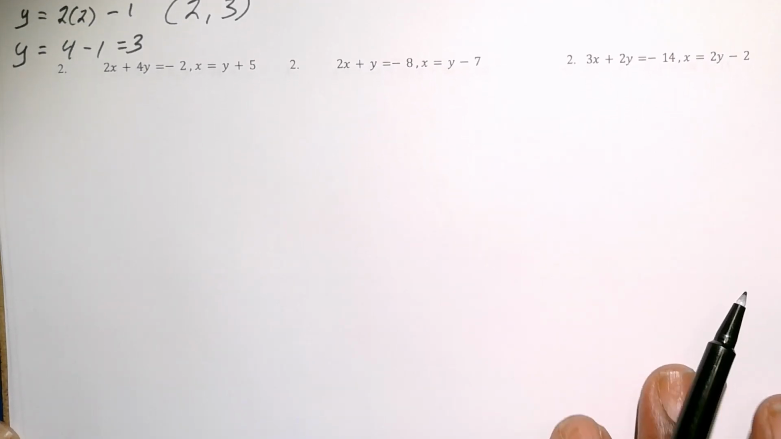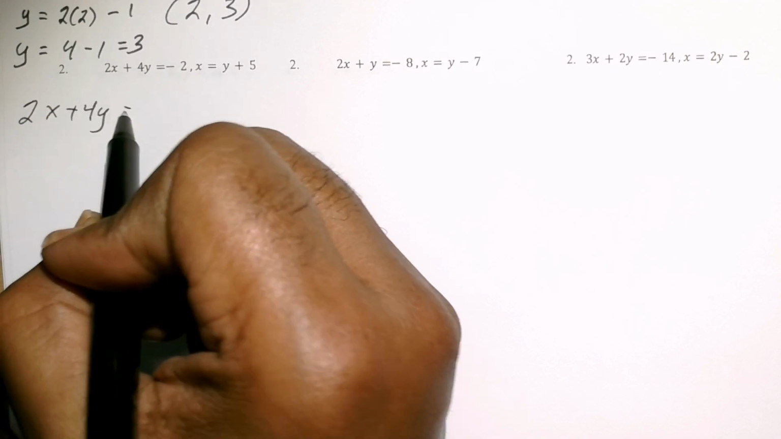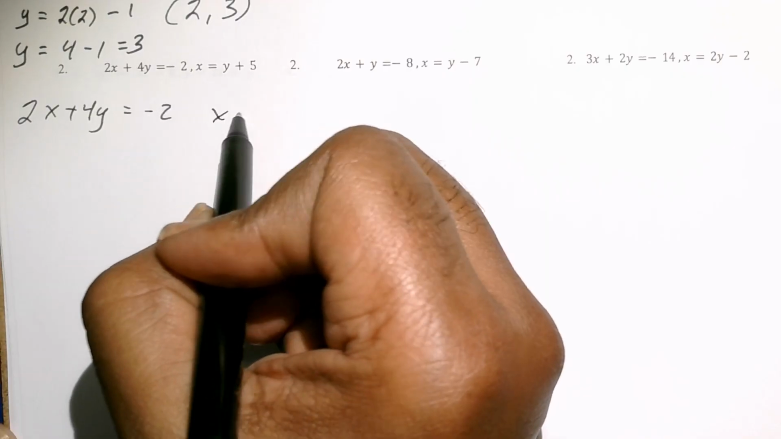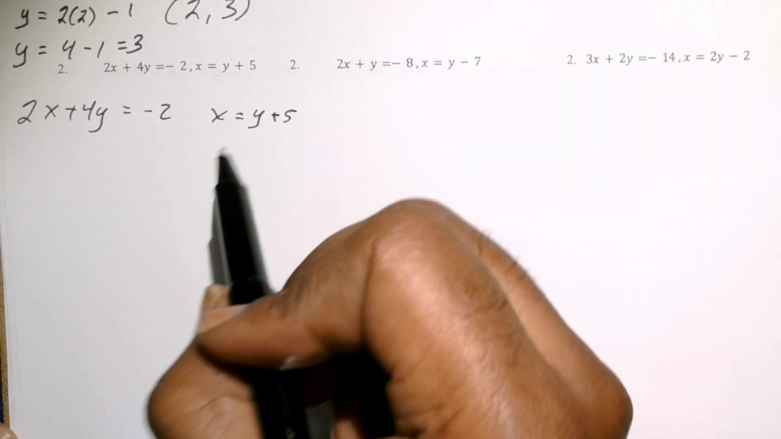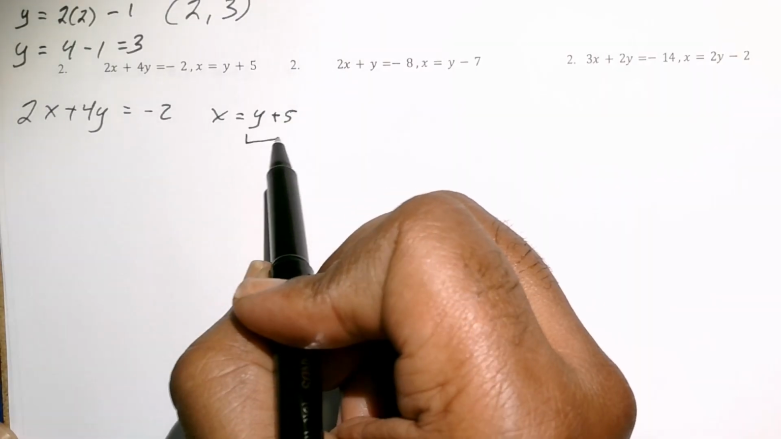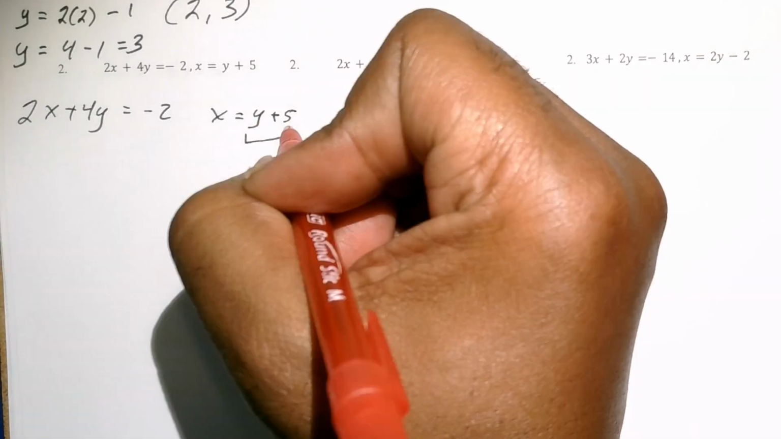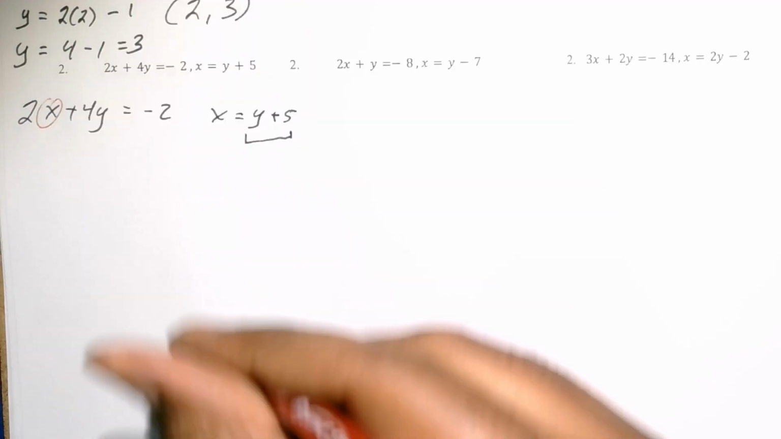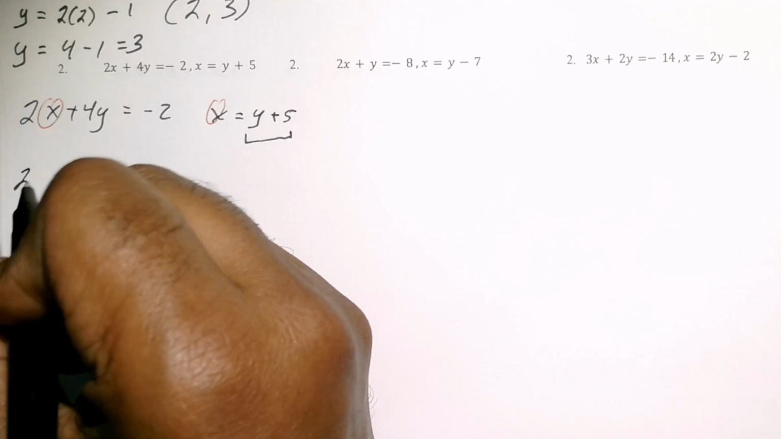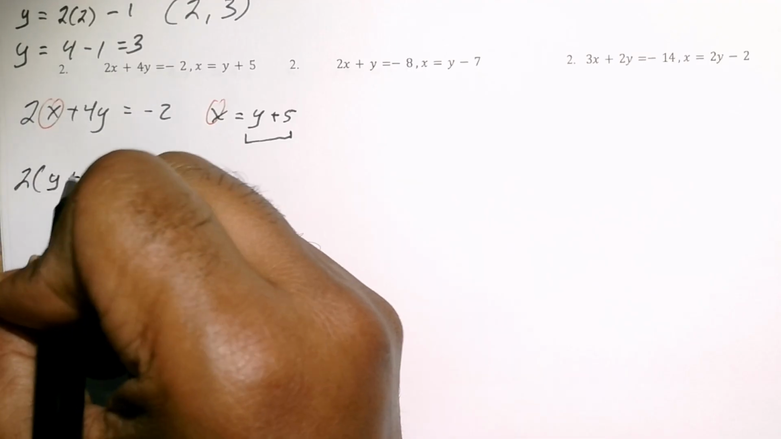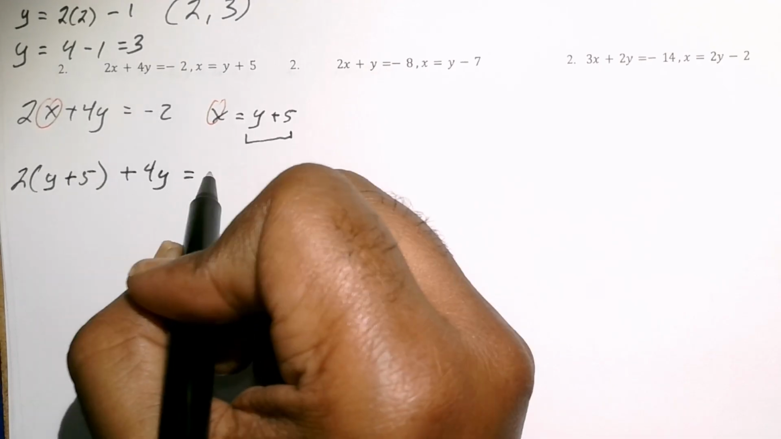Alright, next. Let's see if we can solve the system 2x + 4y = -2 and x = y + 5. Okay, and we have isolation here. The x is isolated, so we can use that for substitution. So we can turn all x's into y + 5. And there's the x right there. We'll make a substitution. So instead of 2x, we have 2(y + 5) + 4y = -2.